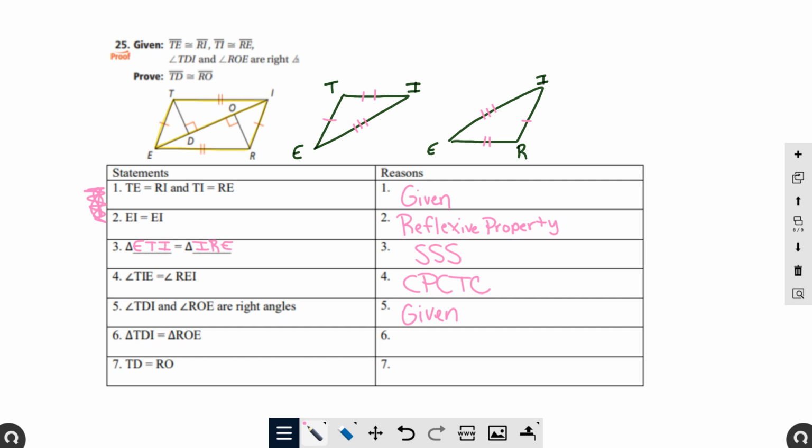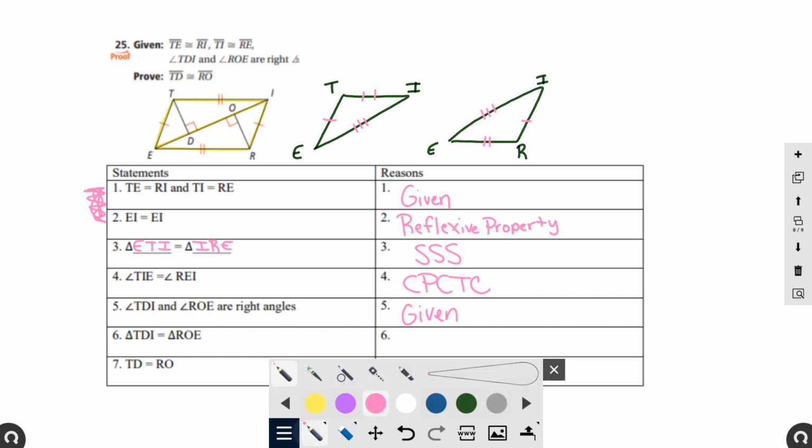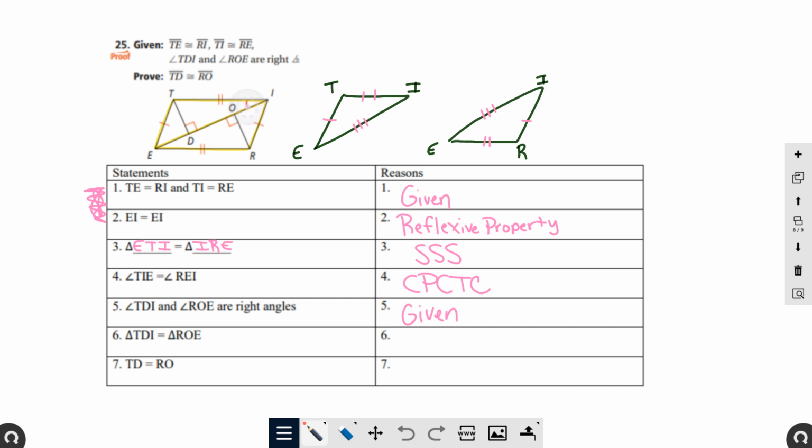Now, this is something that is not marked in your picture, and you definitely want to make sure that you go mark it in your picture. So we want to mark angle TIE. TIE is this angle here. So if you want to mark it, we're talking about that angle at I. And then angle REI is this angle at E. So it's those two parts that are now equal.